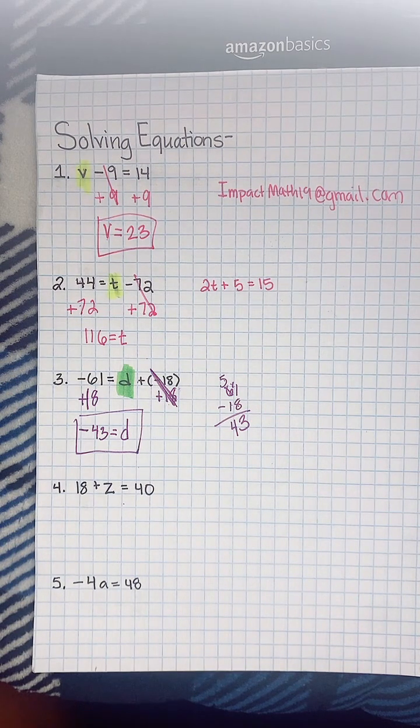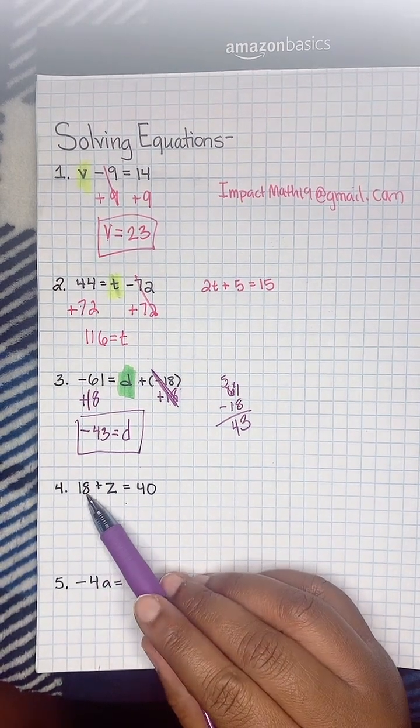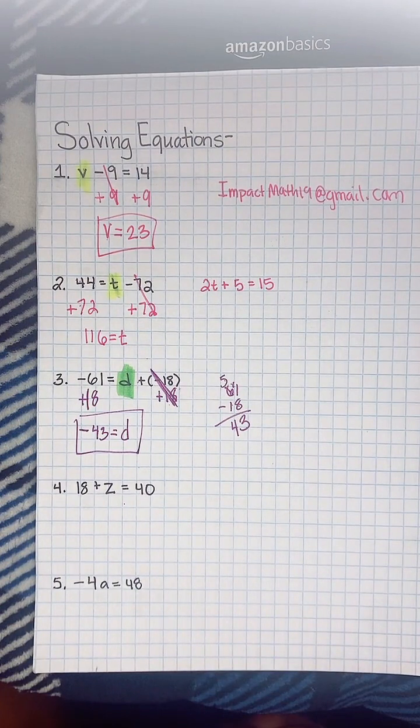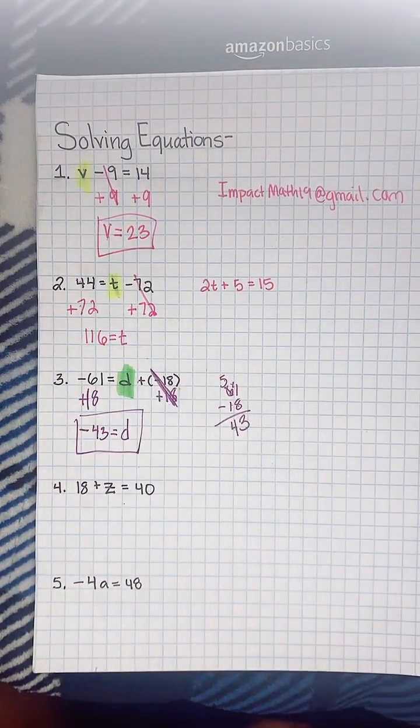All right, so let's go to number 4. We have 18 plus z equals 40. And that's a z, okay? So nobody think it's a 2, it's a z. So what is your answer for number 4?